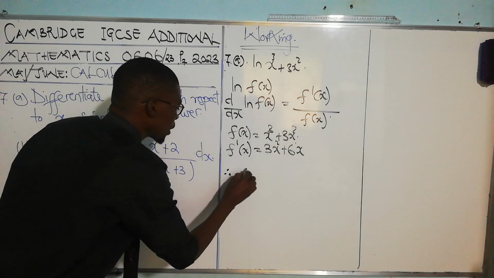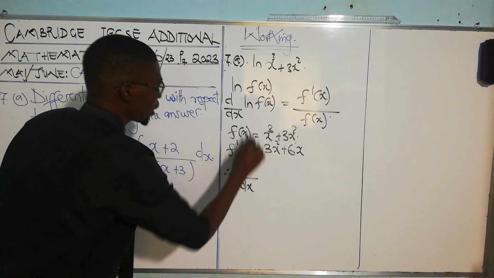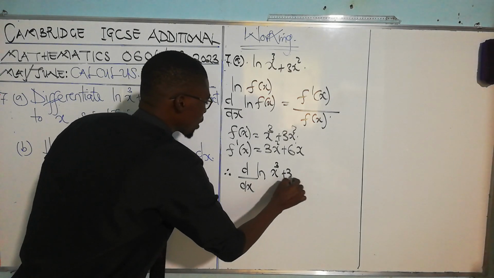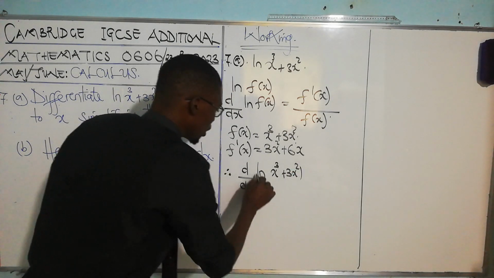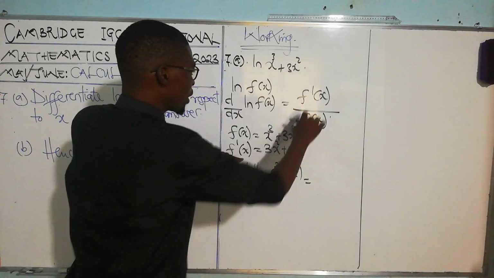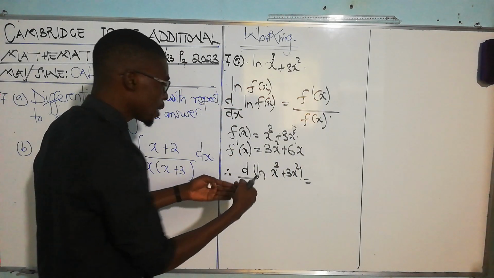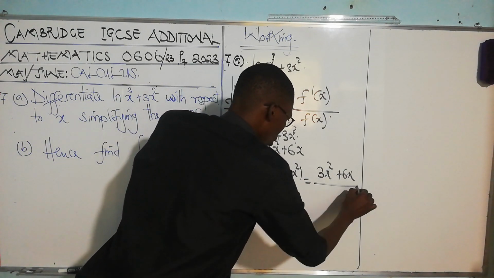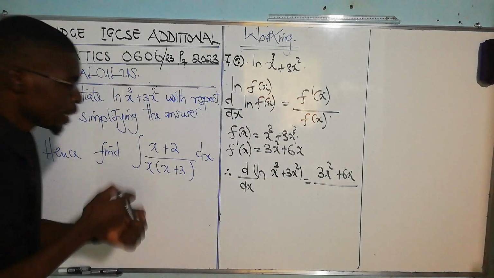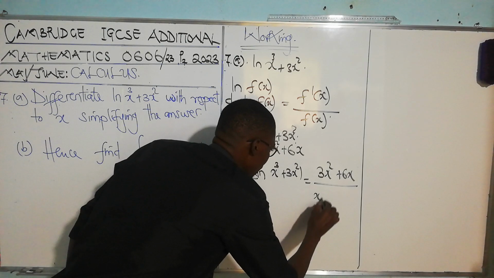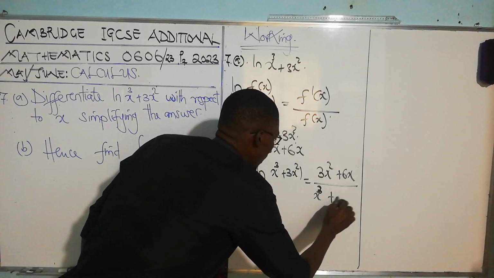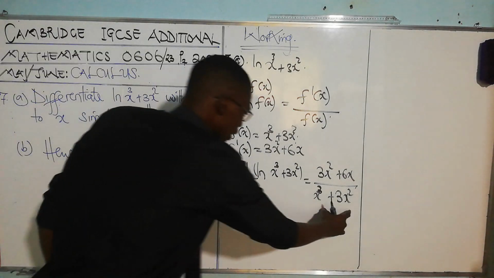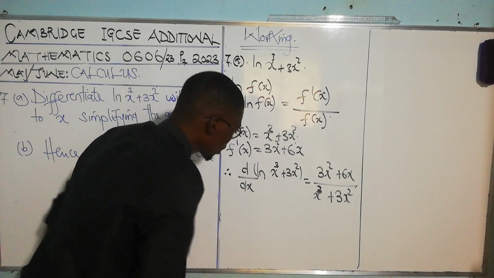Therefore, you can conclude that the derivative with respect to x of ln of x cubed plus 3x squared is going to be equal to the derivative of f of x, the inside function of this natural logarithm, which is 3x squared plus 6x, over the inside function, which is x cubed plus 3x squared. And the question is saying simplify the answer. This answer is unsimplified. Let us now simplify it.